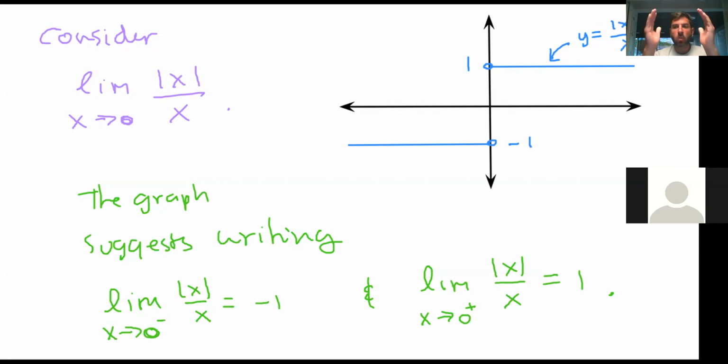But notice, no matter what interval I choose around 0, I'm never going to have my output near the same number, because on one side of 0, all my output is 1. On the other side of 0, all my output is -1. And that directly contradicts the definition of a limit.